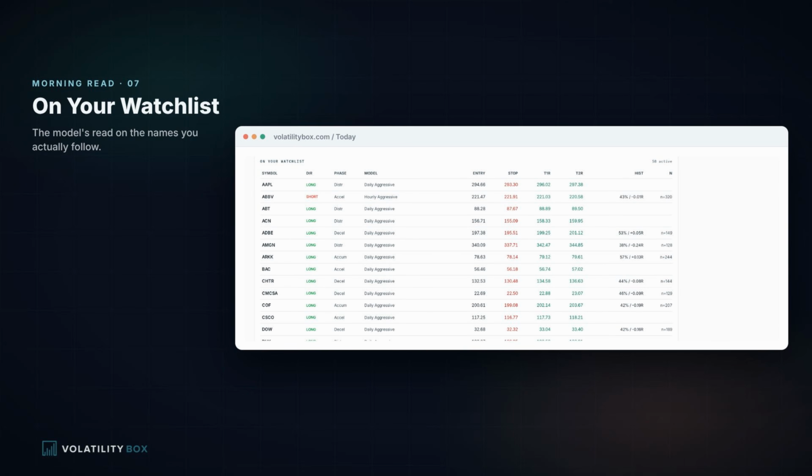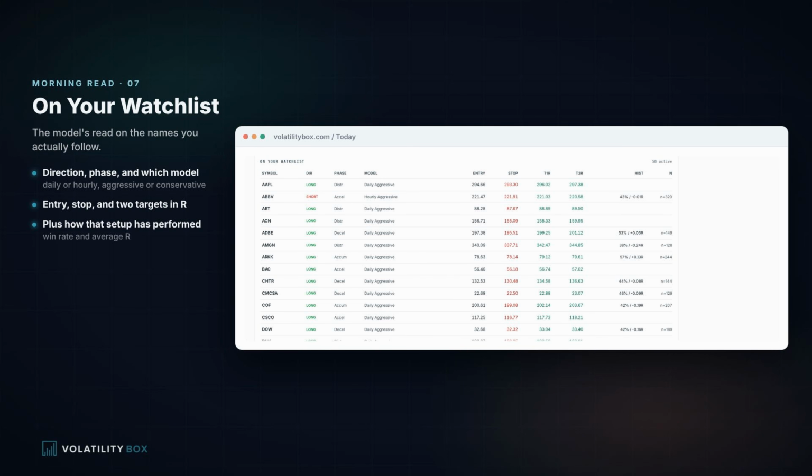Next is your watchlist. And this is the model's read on the names that you like to trade. It's a quick, easy to view glance to see what the markets are doing in maybe some of the key names or holdings that you might have in your portfolio. For every symbol, it gives you the direction, the phase, which model it's running, daily or hourly, aggressive or conservative, and the actual levels. On the right, it shows you that exact setup and how it's performed historically, especially if it's triggering today. This starts to become useful information.